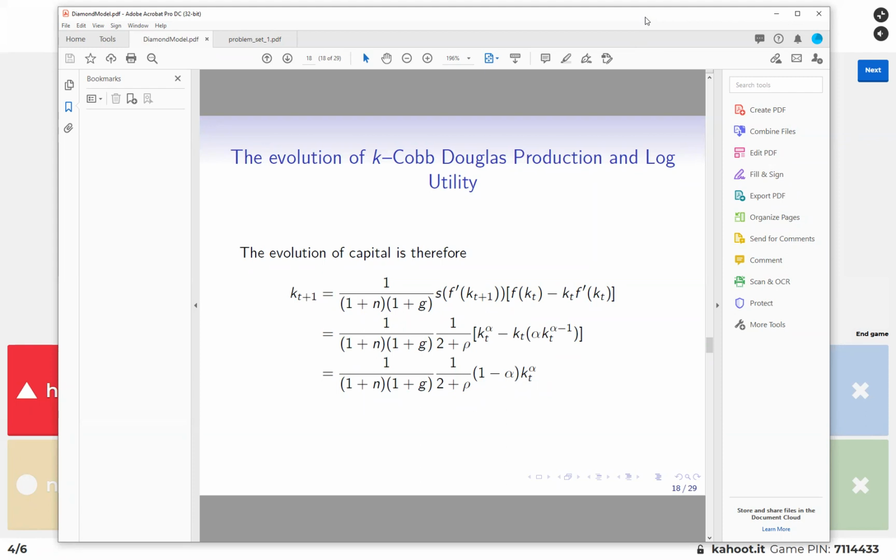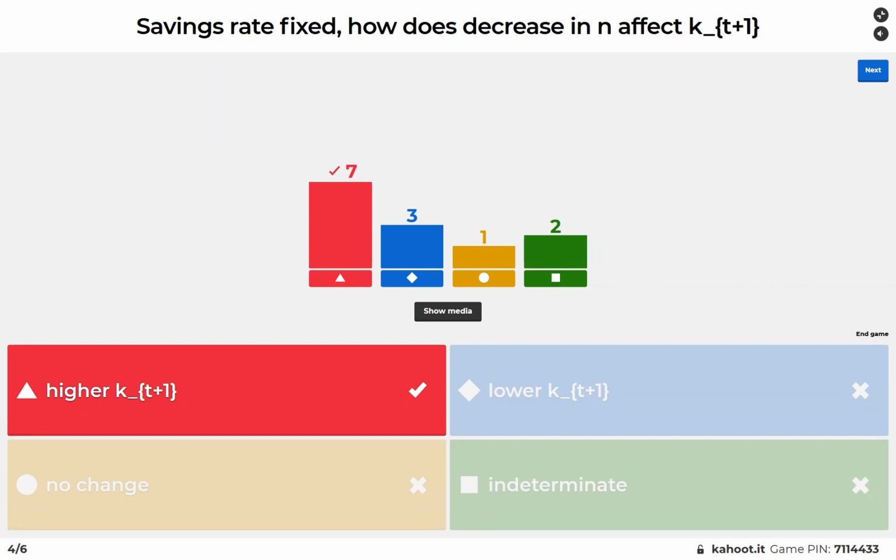The other way to think about it is to remember the definition of little k: it's big K divided by L times A. So if there's less L tomorrow, then there's not more capital, but there's more little k, capital per unit of human capital, because there's less people. I think I might have a question about the other case at the end, but anyway, that's why the answer is higher little k.